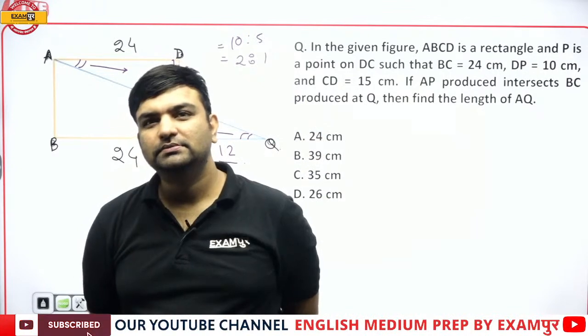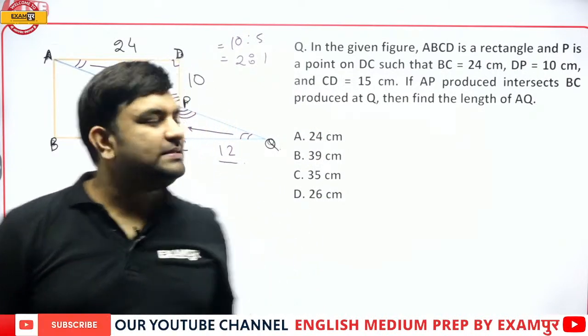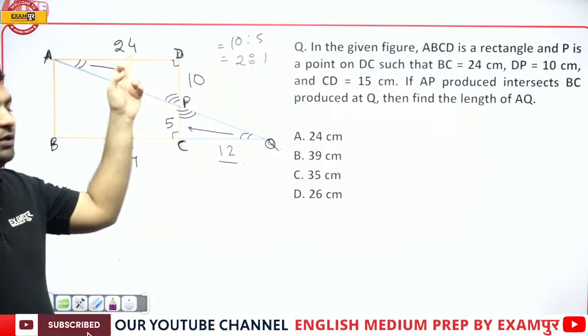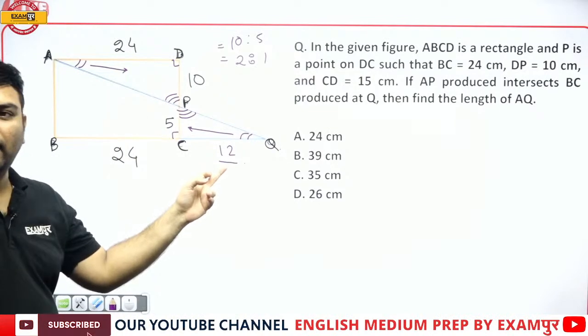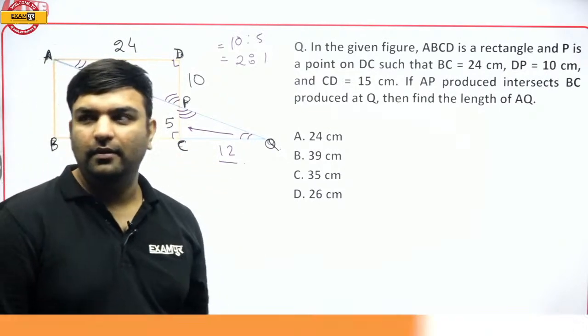Clear to all? If this is half of this, then this side is also the corresponding side for the third angle. This is also going to be half of that. That is, if this is 24, this is 12.